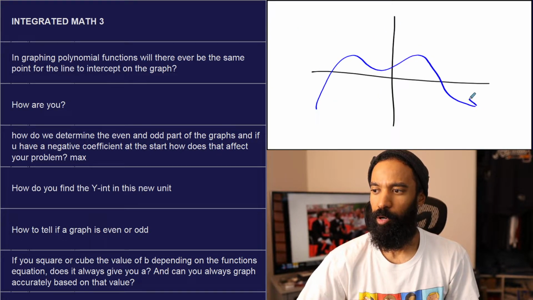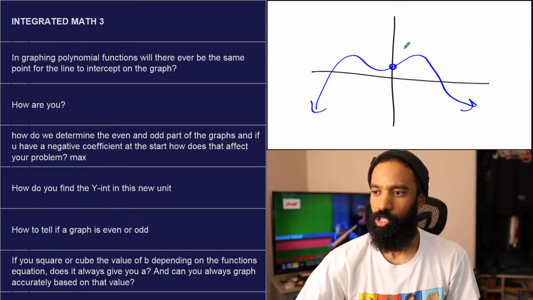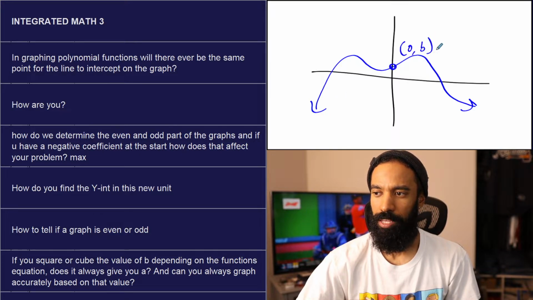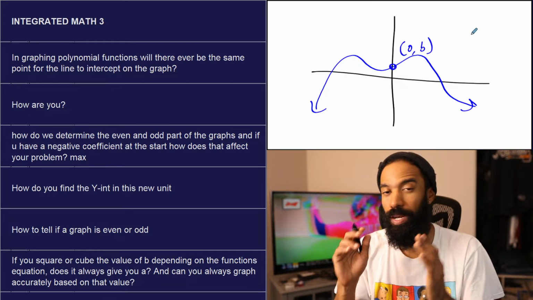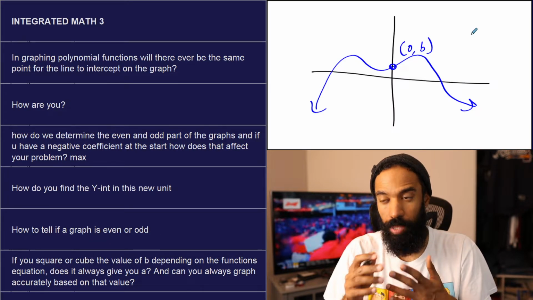That is 0, comma, whatever. I'll call it b: 0, comma, b. That's your y-intercept. It's when x equals 0. So that's how you do it.